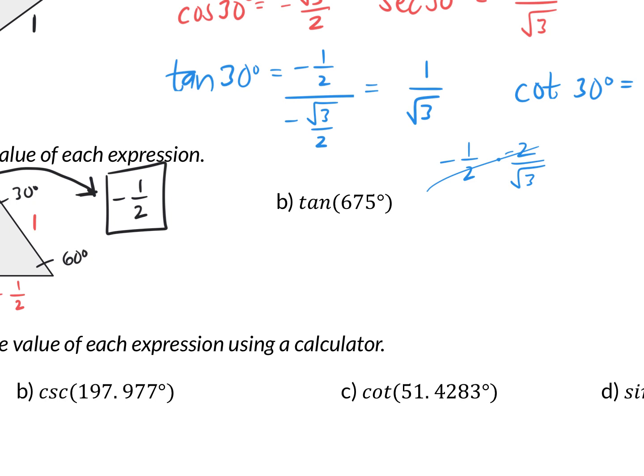Oh wait, where would B go? Actually, I'm going to let you guys try this one out on your own. Okay, go ahead and try drawing where 675 is, and draw your triangle just like it would be on your coordinate plane, and then try and find your tangent.